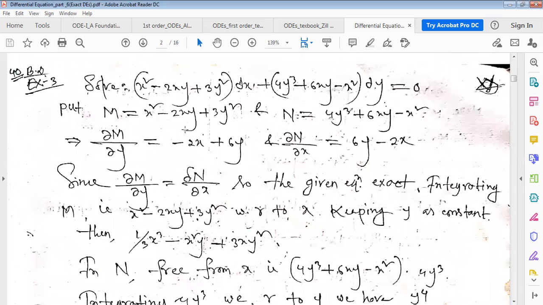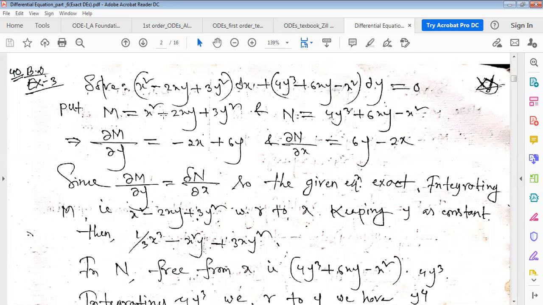Now how can we solve the exact differential equation? Suppose there is a given differential equation: (x square minus 2xy plus 3y square) dx plus (4y cube plus 6xy minus x square) dy. This is actually an exact differential equation. Suppose M equals this and N equals this, because this looks like M dx plus N dy. So M will be what? Just the coefficient of dx, and N will be the coefficient of dy.